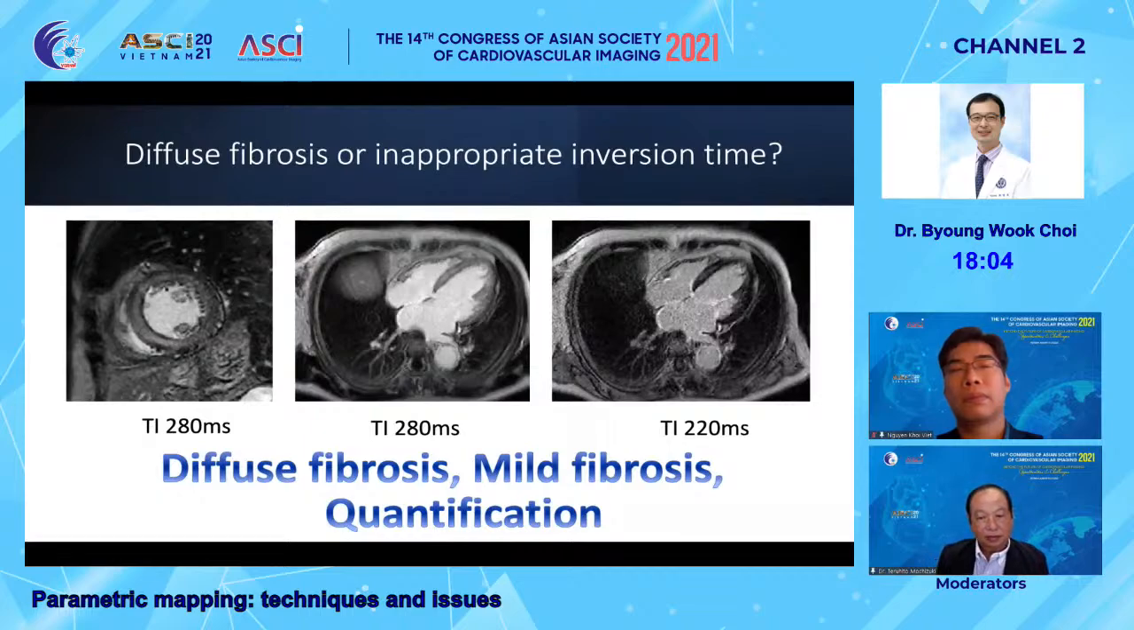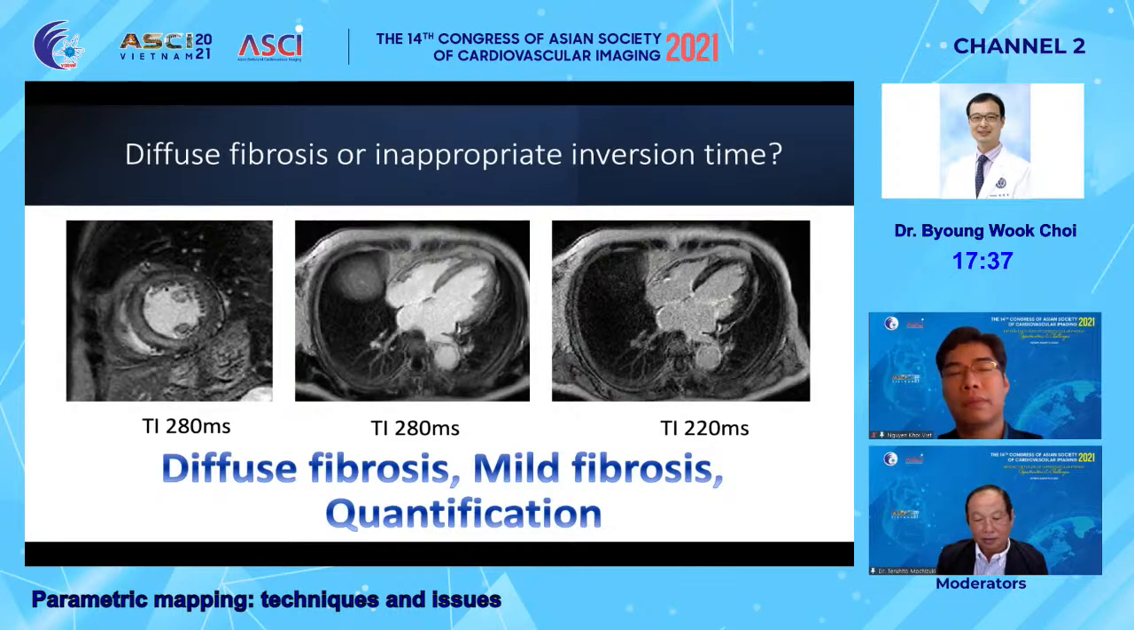However, let's look at this LGE case. There is a diffuse myocardial enhancement of the left ventricular myocardium in the left-sided picture. Is it a real pathology representing diffuse fibrosis? When we adjust the inversion time from 280 milliseconds to 220 milliseconds, most enhancement disappears. As you noticed, correct selection of inversion time is very important for correct interpretation of LGE.